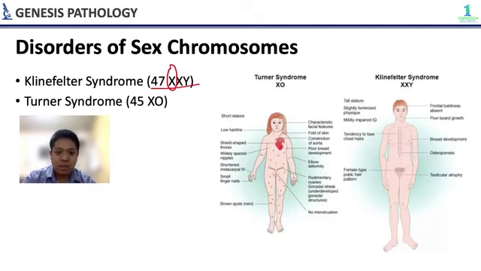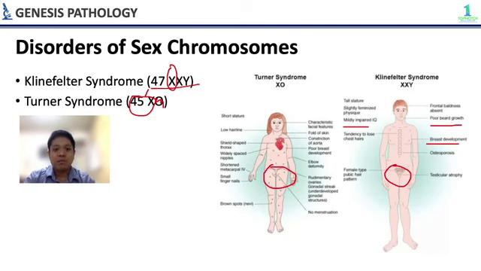Meron silang female-type pubic hair pattern, testicular atrophy, breast development, poor beard growth, and mildly impaired IQ. Sa Turner syndrome naman, wala silang isang X chromosome. So, they're living with 45X. Usually, meron silang short web neck, tapos streaked ovaries. They are the most common cause of primary amenorrhea in females.